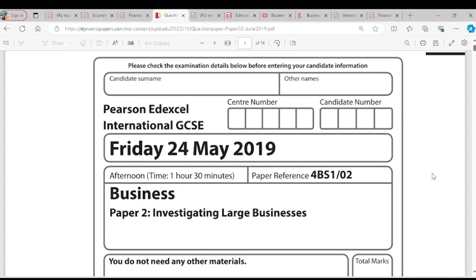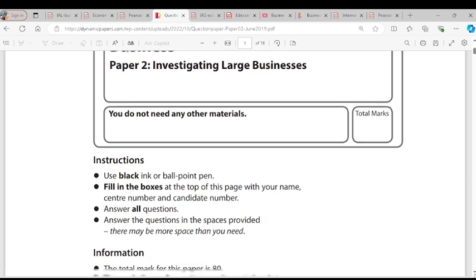We continue with paper 2, May/June 2019. So we're going to question 3. We have question 3 and question 4.